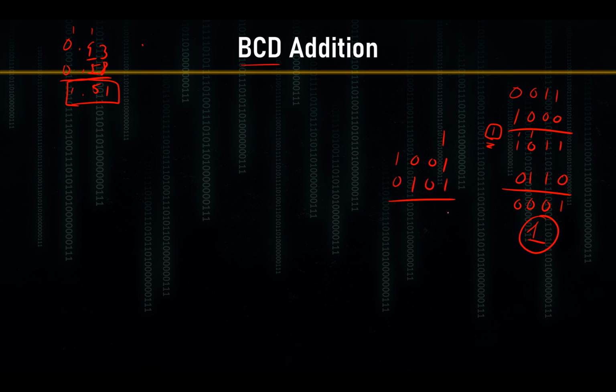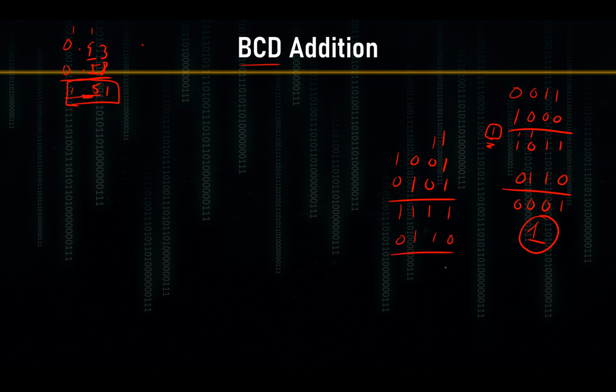So if we add all of these, 3 1s, that's going to be a 1, and then carry the 1. Then here that's going to be a 1. Here it's going to be a 1, and here it's going to be a 1. So in this case, that's 15. Here we can kind of see that. Of course, 15 is too big. So in this case, again, we need to add 6.